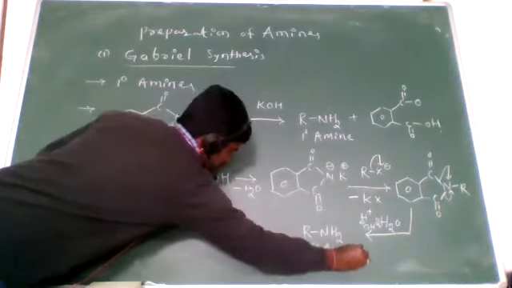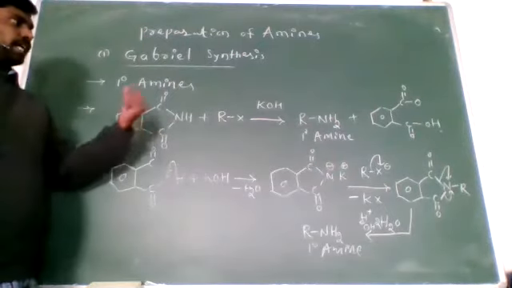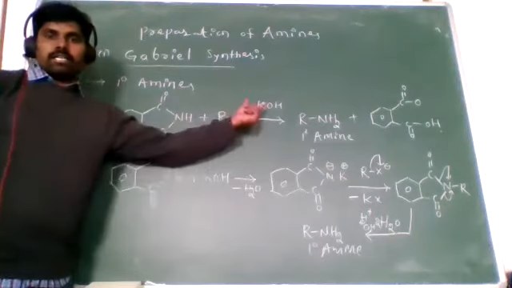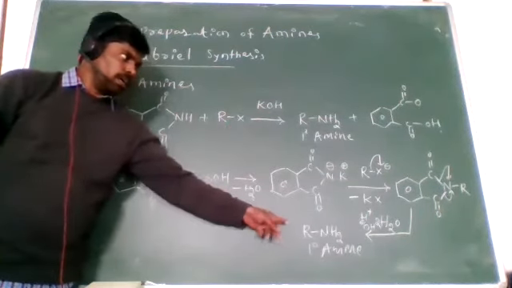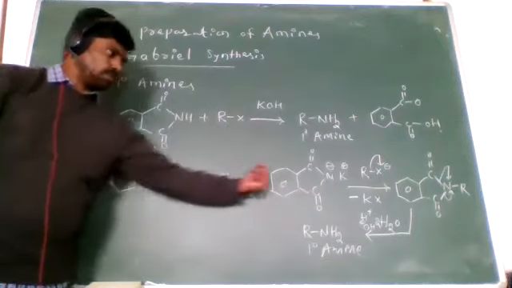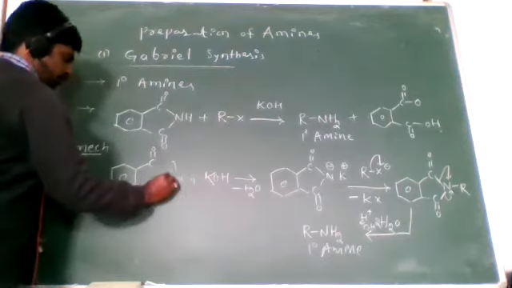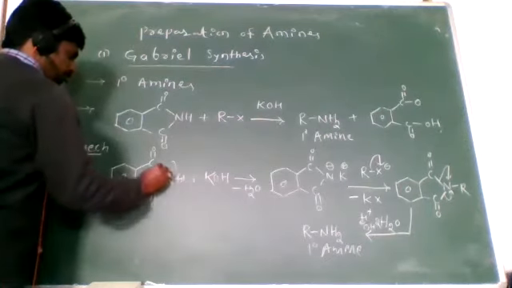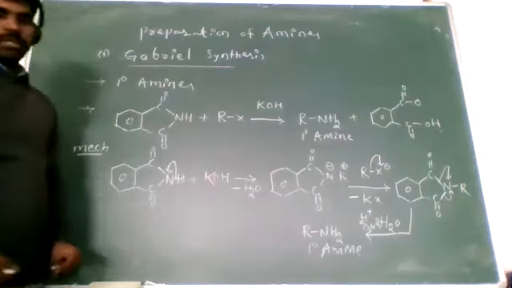I have written in this reaction the primary amine, when the phthalimide reacts with the alkyl halide in the presence of base. Now this one is the process of formation of primary amine. First it reacts with potassium hydroxide, loses a water molecule and forms potassium phthalimide.